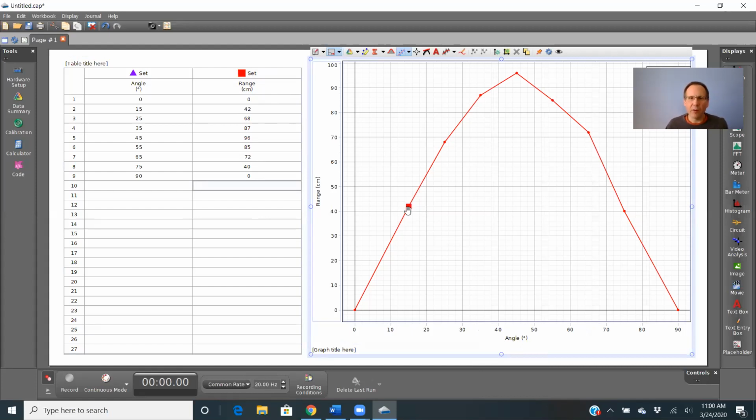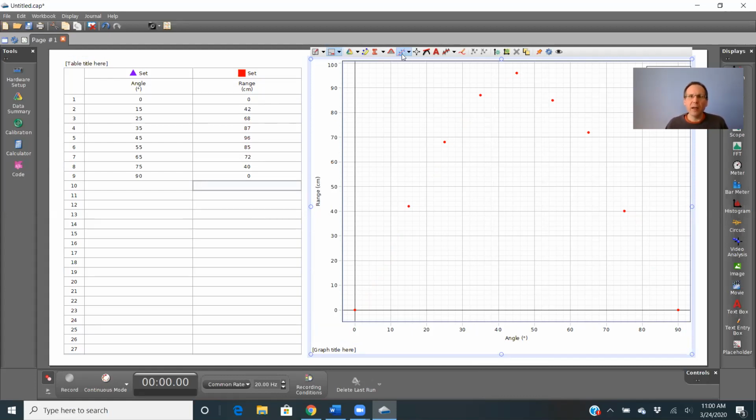So remember, hover over a data point, right click. If you have a Mac, sometimes you have to do control right click, and then uncheck show connecting lines. And then for the fit, for this particular data, it should be a sine, right? The function should be a sine.